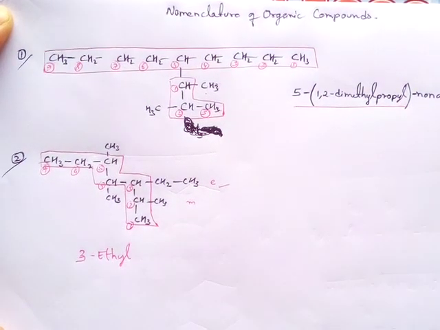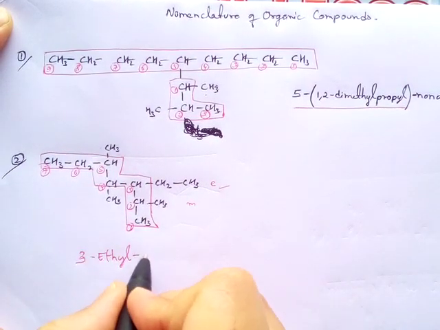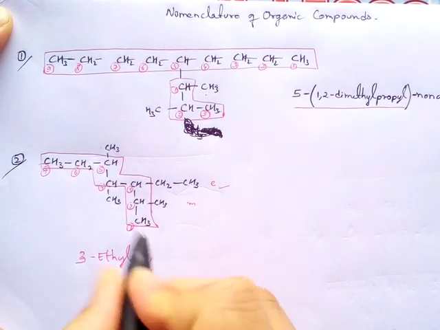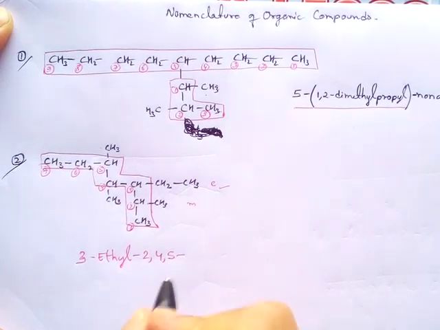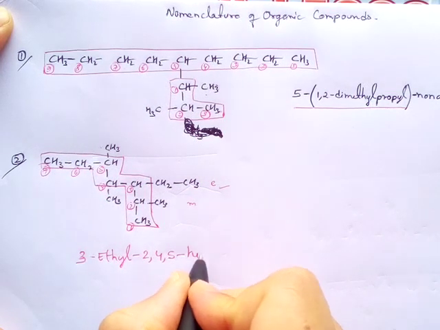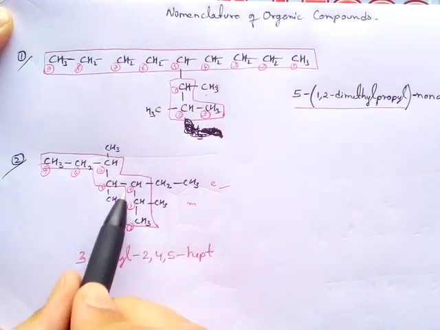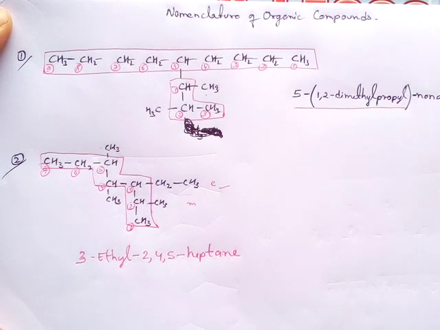Ethyl. Okay, then all the others are methyl. Now it's the turn of methyl. So it's 2,4,5-trimethyl, hyphen, then since it is 7 carbons, it is hept, and all carbons are single bonds, so heptane. In this way you have to name the compound.